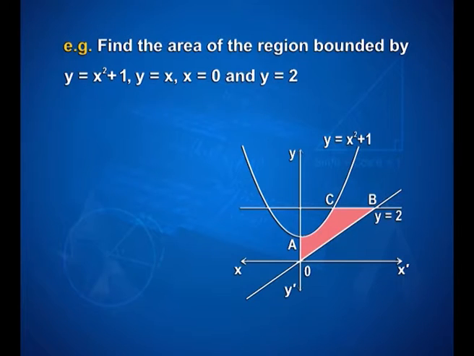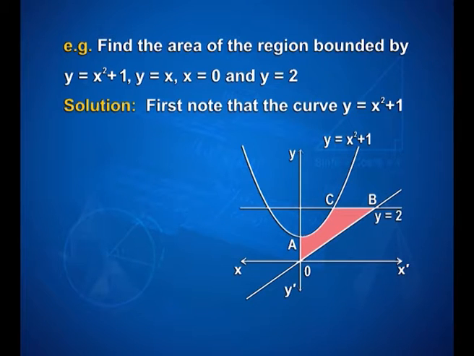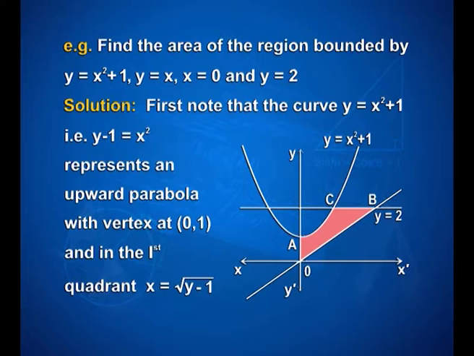Now, let us look into one more example. Find the area of the region bounded by y is equal to x square plus 1, y is equal to 2, x is equal to 0 and y is equal to 2. For the solution, first note that the curve y is equal to x square plus 1, that is y minus 1 is equal to x square, represents an upward parabola with the vertex at (0, 1) and it is in the first quadrant. x is equal to square root of y minus 1. The shaded area is to be calculated here.